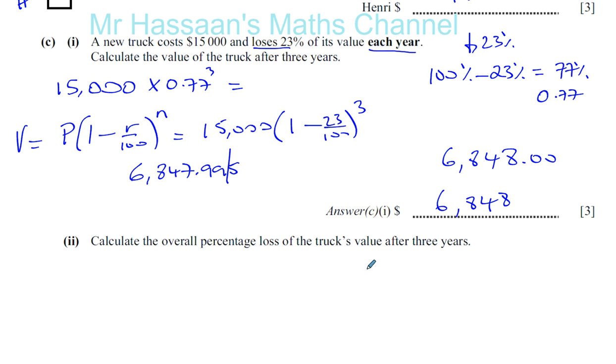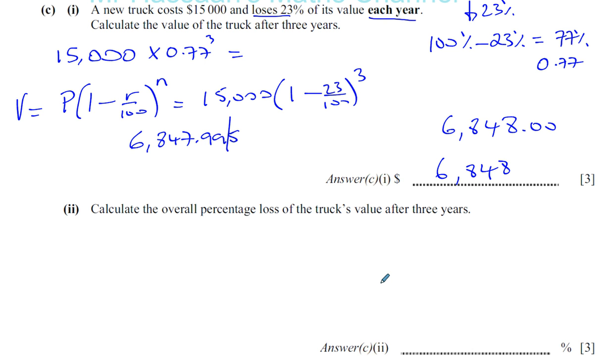Now then, it says calculate the overall percentage loss in the truck's value after 3 years. So the percentage loss, or the percentage decrease, or the percentage increase, or the percentage profit, all these different things are basically found in the following way. You write the original value first. In this case, it's 15,000. I like to put an arrow to show what it's become: 15,000, and when it lost its value, it became 6,847.995. I'll write the original unrounded version.